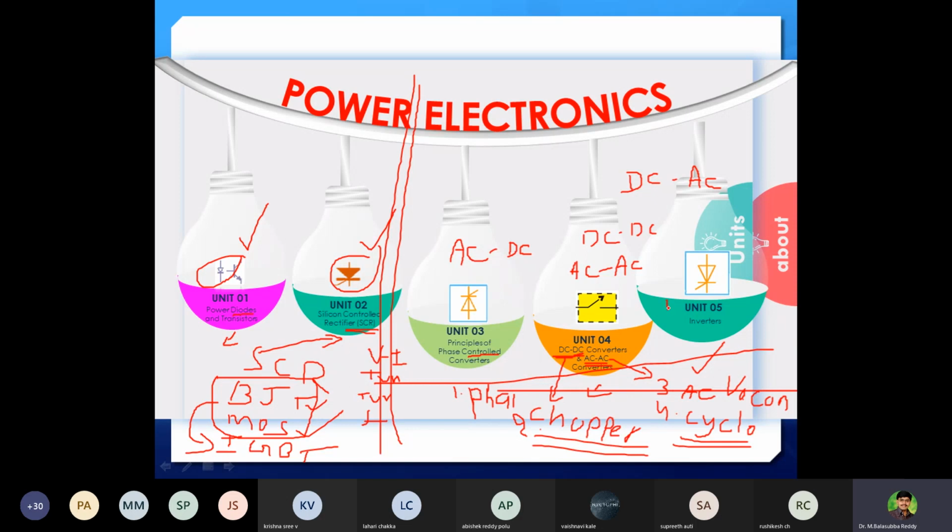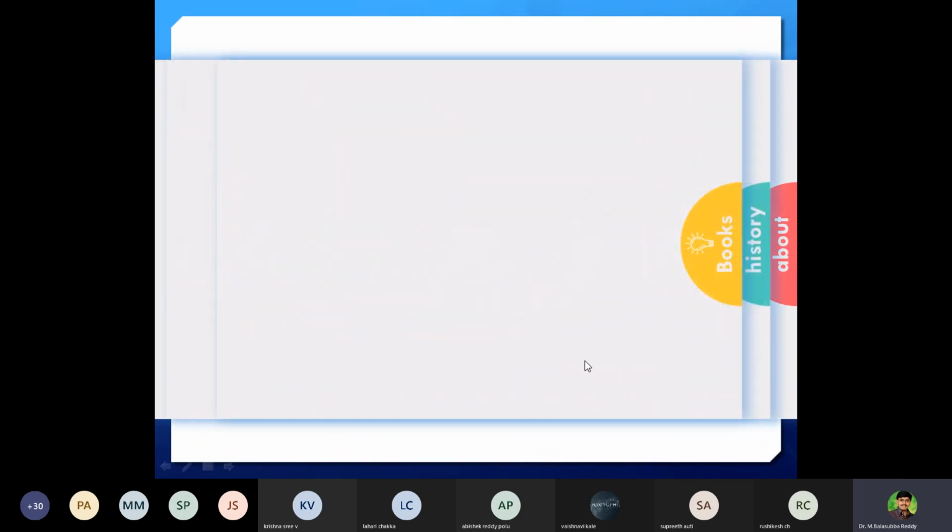Now the fifth one is the inverter. This is the fifth controller. So first one is phase control, second one chopper, third one AC voltage controller, fourth one cycloconverter, and fifth one is the inverter. So these are the total units we are going to study in the upcoming classes.